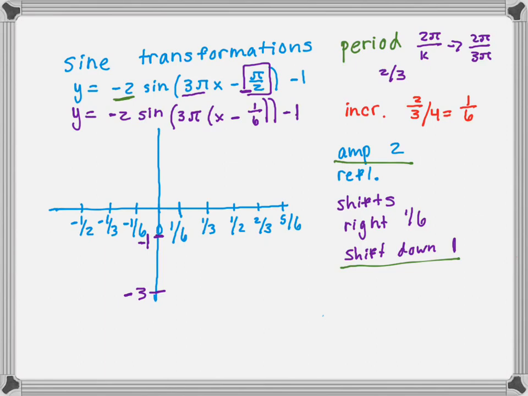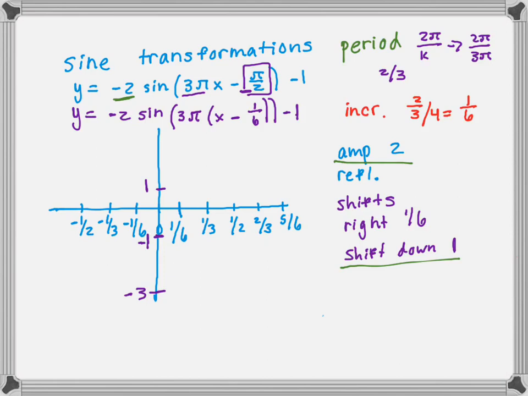So we have -3, and we're going to go up 2 to get our max, so we have 1. So obviously this is a change of 2, and this is a change of 2. Okay, so now that we have those, we can basically begin graphing with just a normal sine function. So instead of starting at 0, 0, we're now going to start at what our 0 would be. So because it's shifted right 1/6, 1/6 is essentially going to be our x coordinate of the starting point.